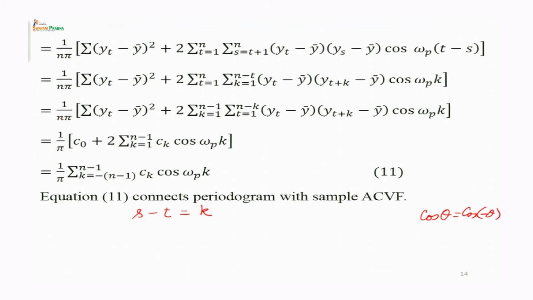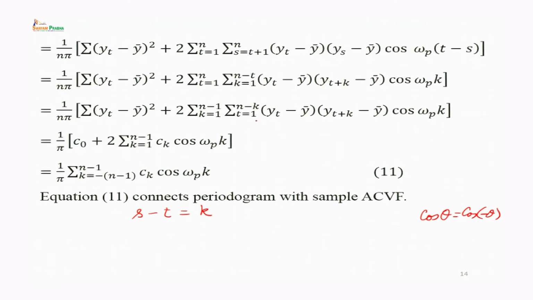Then you have 1 upon n pi summation over t, this term plus 2 times k. We interchange the order of summations. We take summation over k first, k equal to 1 to, and maximum it can go up to n minus 1, because the minimum value of t is 1. Then summation t equal to 1 to n minus k. k goes up to n minus t, so t goes up to n minus k. y t minus y bar, y t plus k minus y bar cos omega p k.